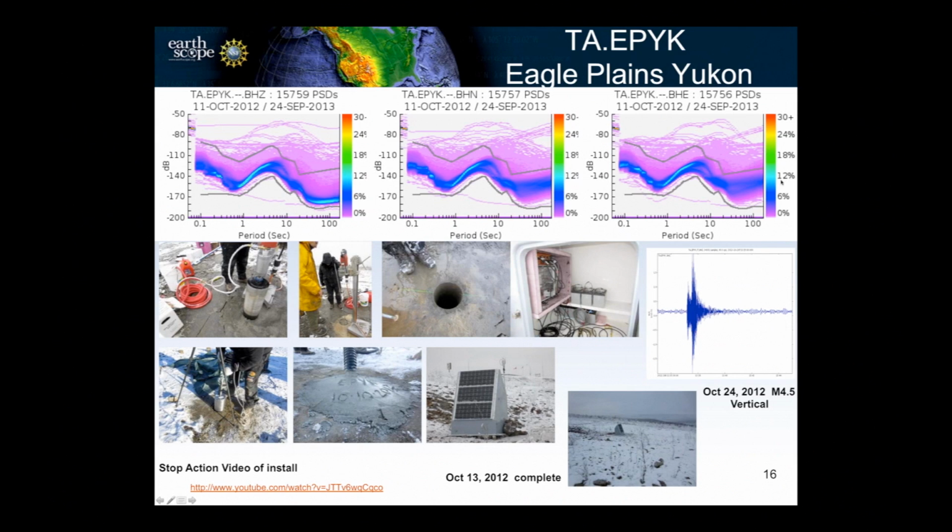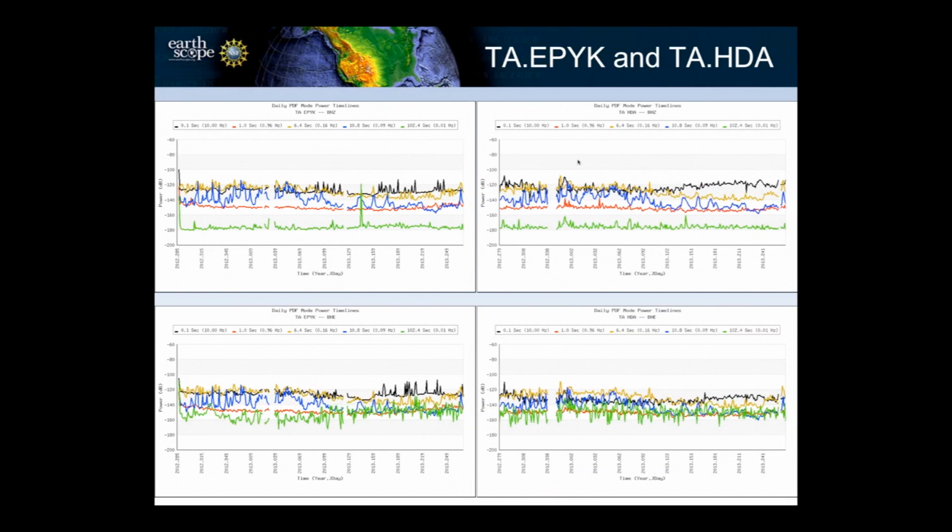So it was something that we noticed and we're interested in. But again, most of the data recorded at this station has been extraordinarily good. And so this is just a quick comparison demonstrating the two sites. This is EPYK on the left, and HDA on the right. The top is vertical, the bottom is the east component.